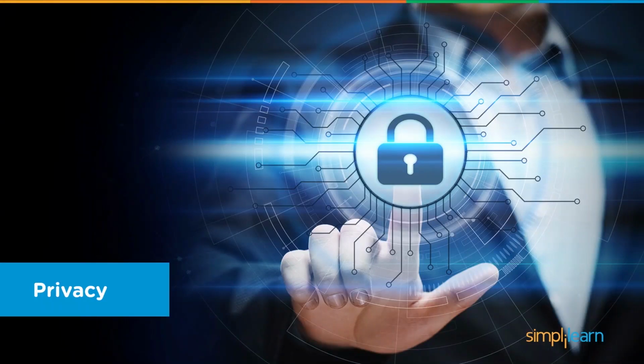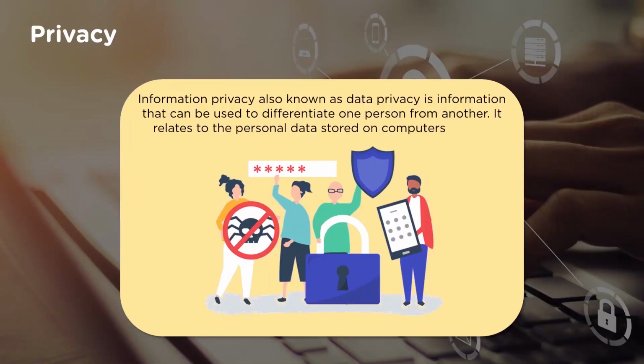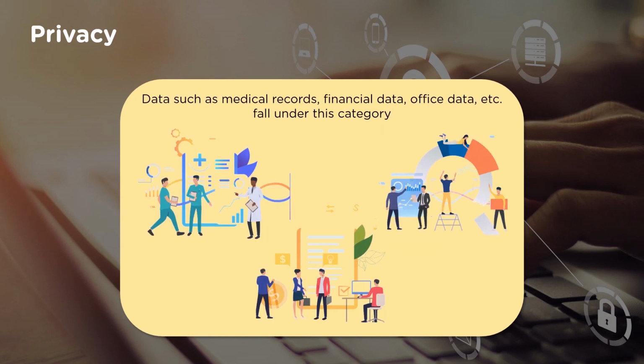Those were the 5 domains under asset security. In addition to these, it is also required that we understand the term privacy with respect to asset security. Privacy is a very crucial aspect when it comes to asset security. Information privacy and data privacy are more or less the same. This term is used to differentiate one person from another. It relates to the personal data stored on computers. So what kind of data falls under this category? Well, we have data such as medical records, office data, financial data, etc. which fall under this category.